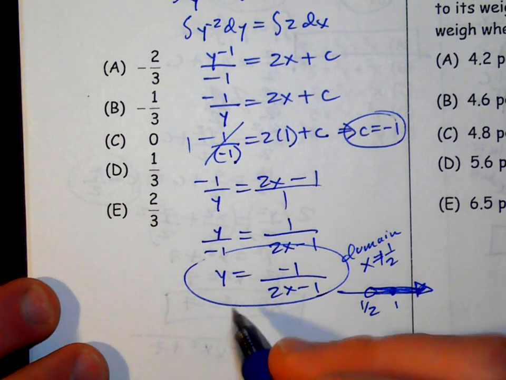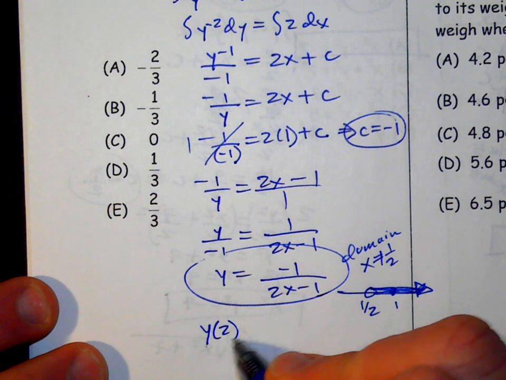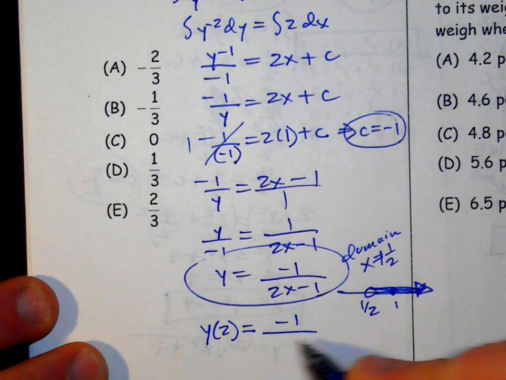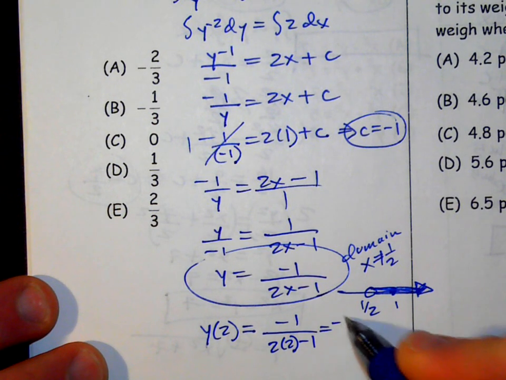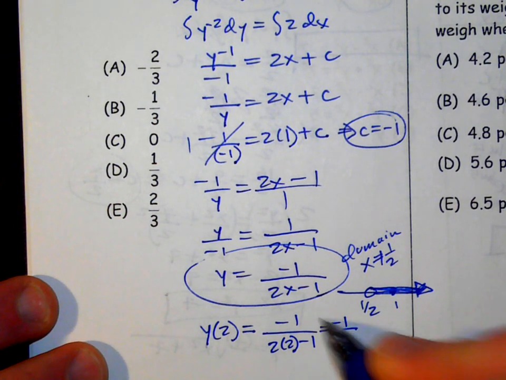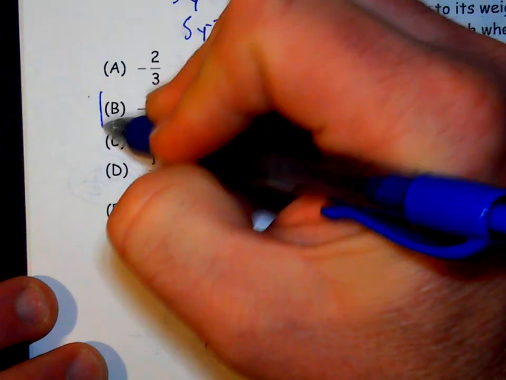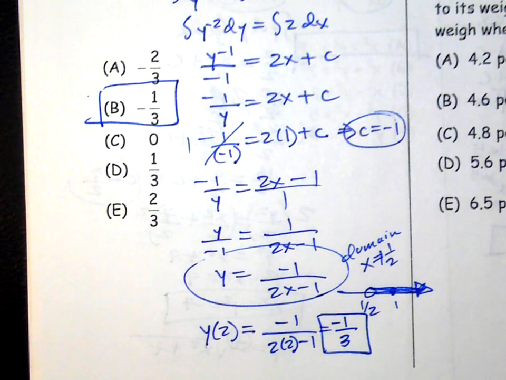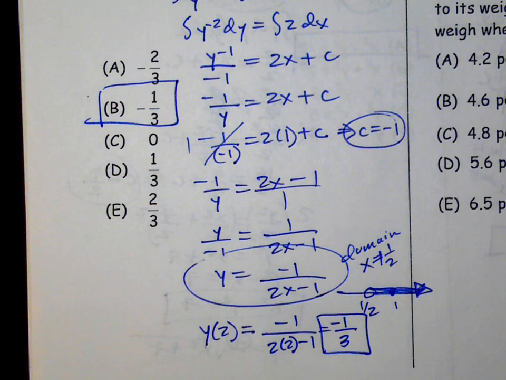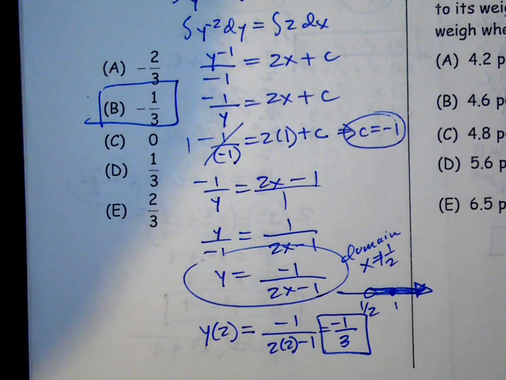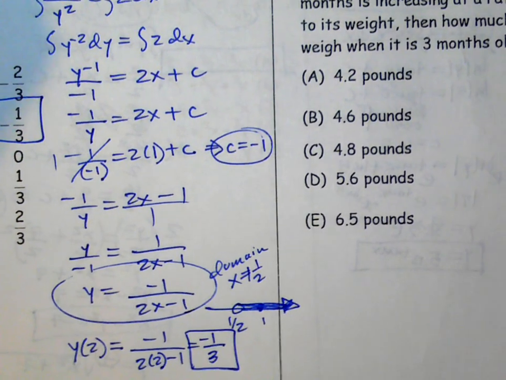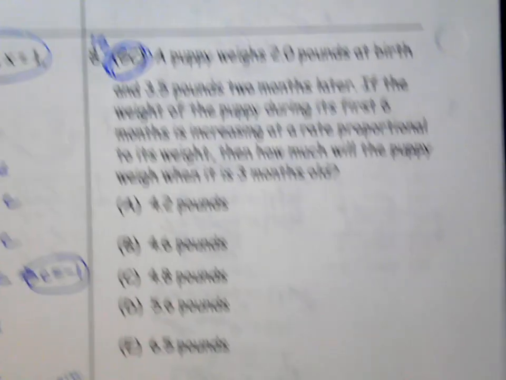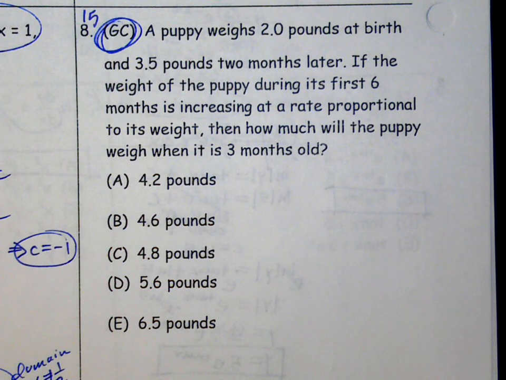So they said, okay, well, we're going to plug 2 in. So we're going to plug 2 in and figure out what y is. Negative 1 over 3, negative 1/3. Answer B. Okay. Number 8 is a graphing calculator problem. So a lot of questions on number 8.